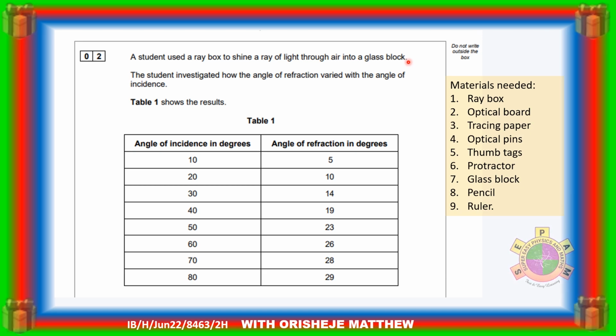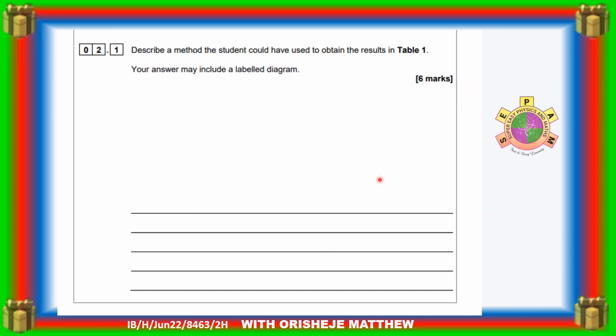So let's look at what the question is all about. Question 2.1. Describe a method the student could have used to obtain the result in table 1. Your answer may include a labeled diagram. So basically, you are expected here to describe the experimental procedure. So how do you report this type of experiment?